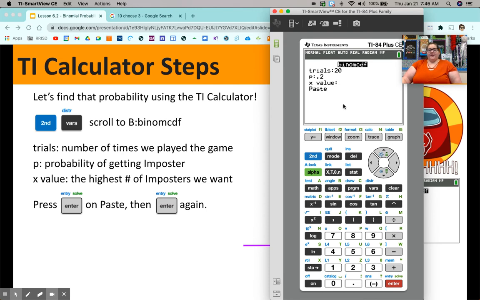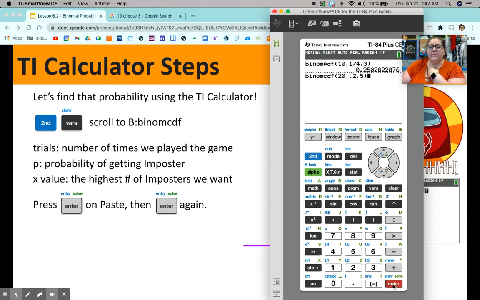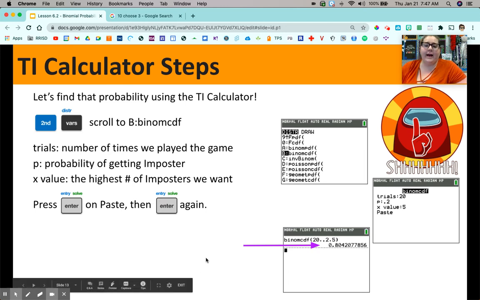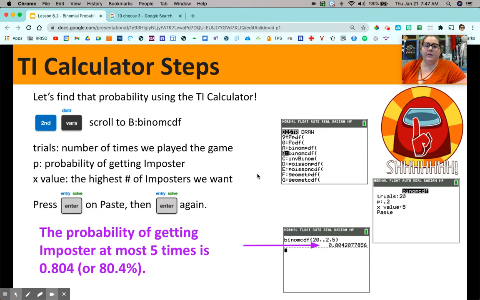And then it wants the X value. The X value would mean, remember, this is less than or equal to. So the X value is what do we want less than or equal to, which in this case is 5. Because I want to get imposter 5 or fewer times. Then I go down to paste, push enter again, and there's my probability. So again, I'll pause here for a second if you want to look at that. So similar steps, we're just choosing a different option. All right, so the probability of getting imposter at most 5 times, 5 or fewer times, is 0.804.